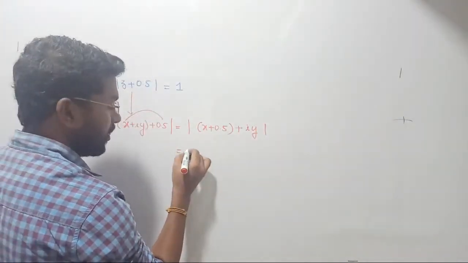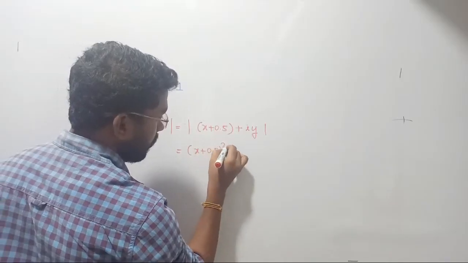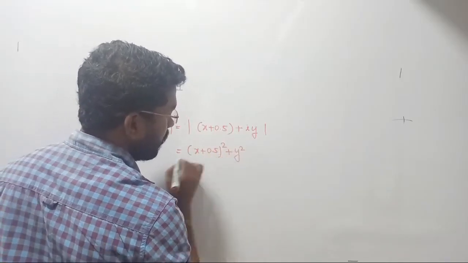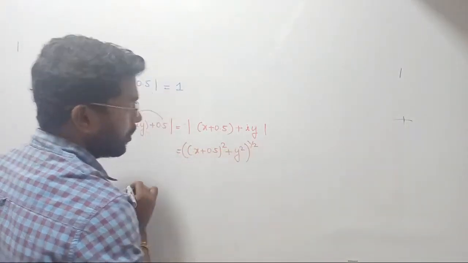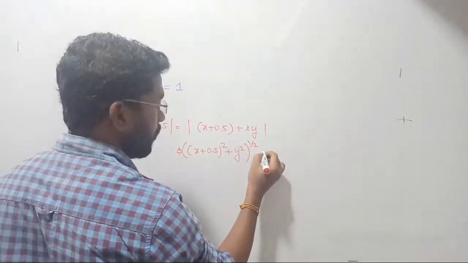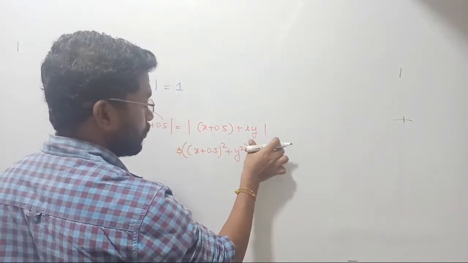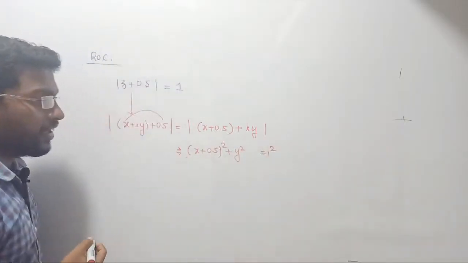Now let's take the magnitude for this. So what will its magnitude be? That is going to be x plus 0.5 whole square plus y square. I should keep them all under root, right? I should keep them all under root. Now this is the magnitude of this function. If we equate this to 1, we have to take square on both sides, such that it can be written like this, equal to 1 square. Directly we can write like this.